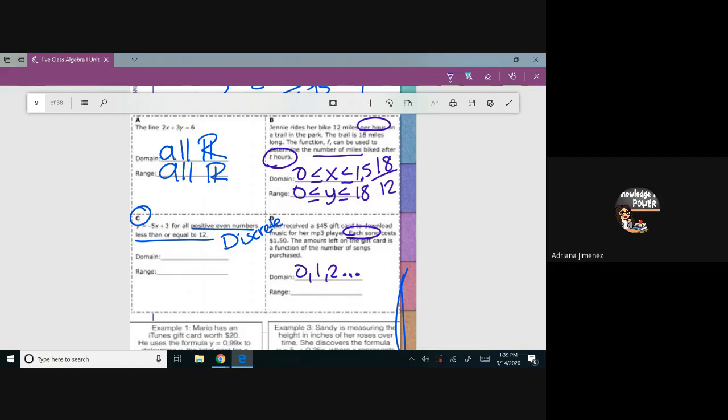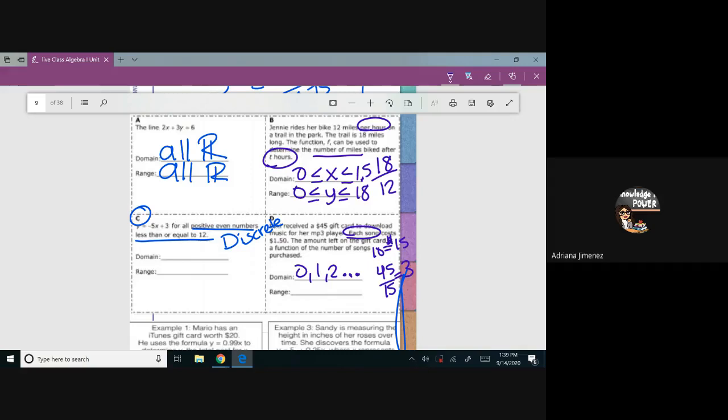Let's see. If I do 10, that's going to give me 15 songs. So I already know 10 songs is $15. So how can I figure out how many songs I can do? I'm going to do 45 divided by 15. That means 3 times. So I can buy 15 songs 3 times.